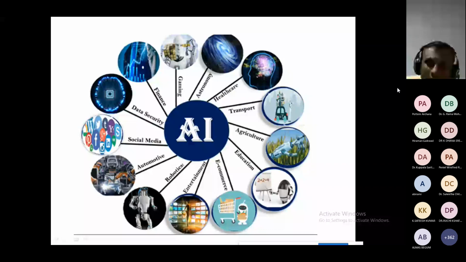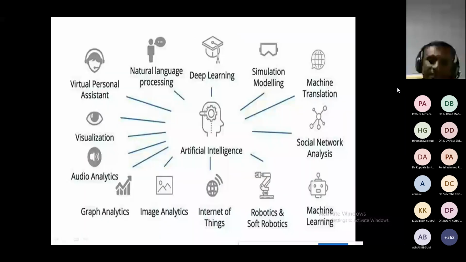We are providing the brain, right? So artificial intelligence has a very vast area in which we can operate, or we can sandwich that particular tool with the machine. Either we go for natural language processing, or we use deep learning, simulation modeling, machine translation, social network analysis, machine learning, robots and soft robotics, Internet of Things, image analytics, graphics analysis, audio analysis, visualization, etc. And some more emerging fields are also coming where artificial intelligence will be used.